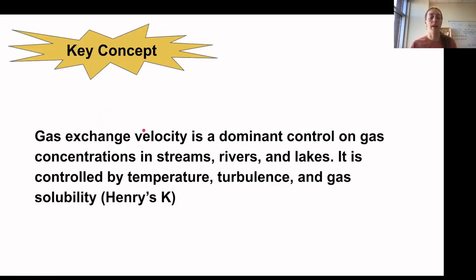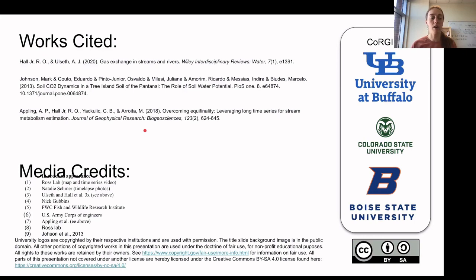So to sum it all up, gas exchange velocity is a dominant control on gas concentrations in streams, rivers, and lakes. It is controlled by temperature, turbulence, and gas solubility, so that's Henry's constant. And that is all we have for you today, and then we'll move on to soil gases in the next lecture.